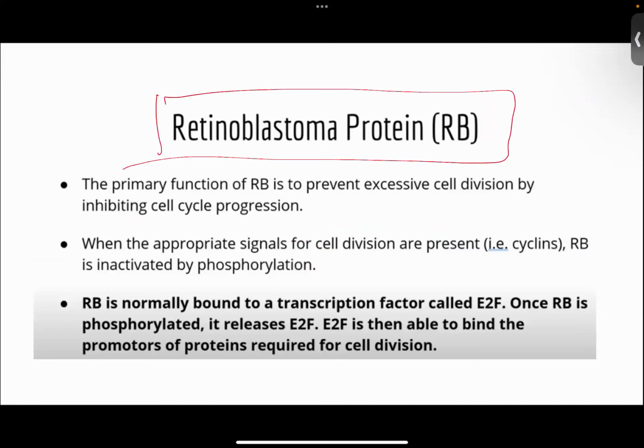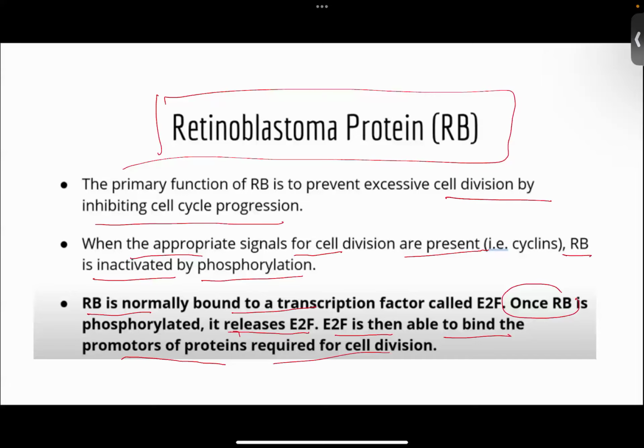So the basic function of RB is to prevent excessive cell division by inhibiting cell cycle progression. When the appropriate signals for cell division are present, RB, the retinoblastoma protein, is inactivated by phosphorylation. RB is normally bound to a transcription factor, E2F. Once RB is phosphorylated, it releases E2F. This E2F then binds to the promoters of the proteins required for cell division.